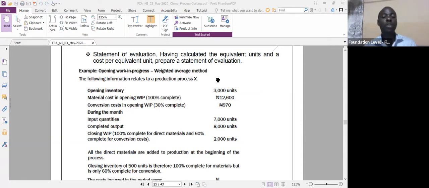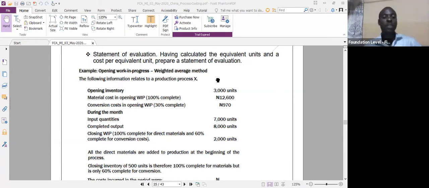And we now look at the closing work in progress. You see here it is 100% complete for direct material and 60% complete for conversion cost. Okay, so these are the two things that were happening during this month. So we have opening, we have during the month. So everything here is 2,000 units. So you see 10,000 units have been accounted for.